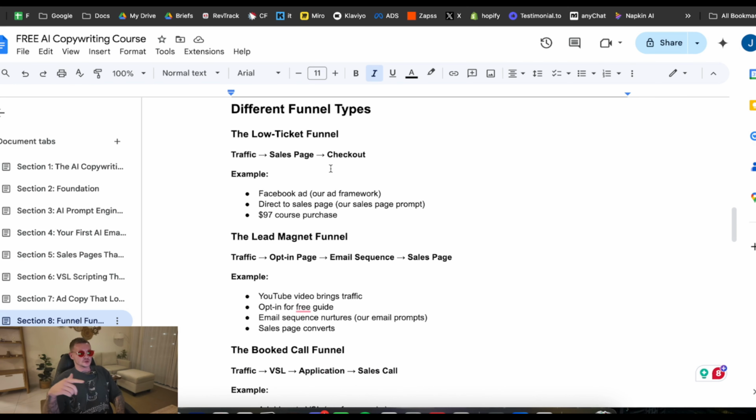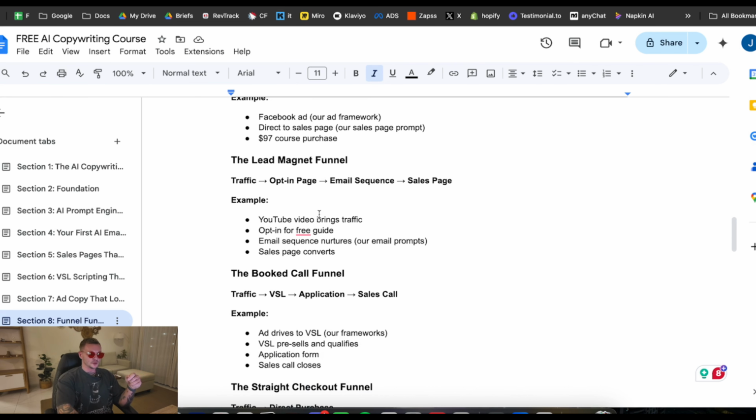We've got low ticket funnels. So traffic to sales page to checkout. Direct ad using our ad framework comes to a direct sales page using our sales page prompt, and then someone buys a $97 course. That's a funnel. Lead magnet funnel. We get people, YouTube brings in traffic, they opt in for a free guide. Exactly what I'm doing with you here. You're watching this video, I want you to get this free course. Then I'm probably gonna nurture you on my emails and I'm gonna send you to my sales page for my paid program. That's how this works. I'm being very open with that because I just want to show you exactly how this stuff works.